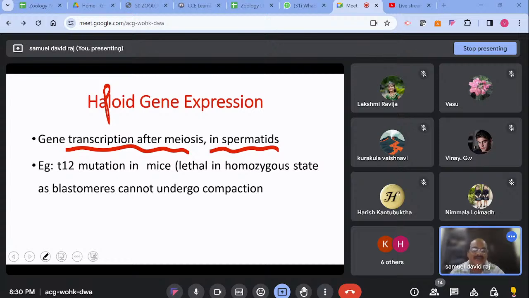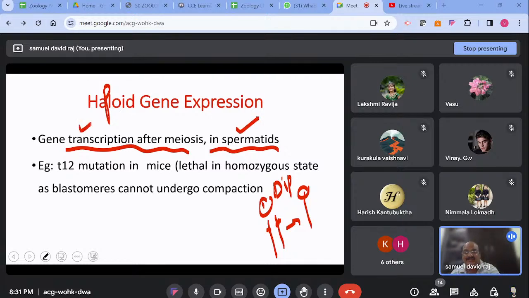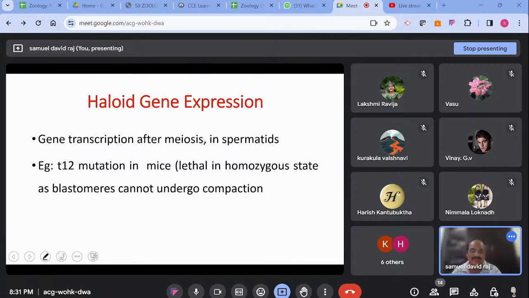Generally we know that in diploid organisms there is a pair of chromosomes, a pair of genes, and both the genes are responsible for the production of a particular character through gene expression. If only one is present, we say generally that the character is not completely formed. But here, what the scientists say is that in spermatids also gene transcription takes place. That means even in the haploid stage there is expression of the gene. We call this haploid gene expression.